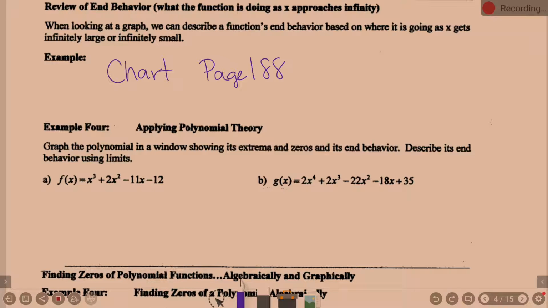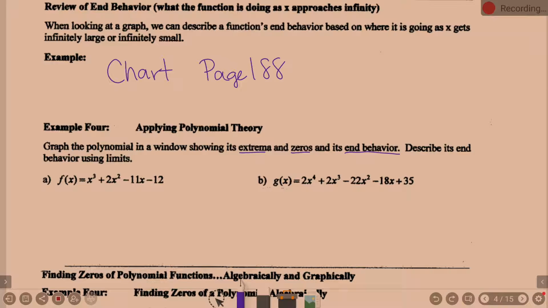Oh, shoot. Okay. Notice one of the things it suggested once you get it up here is it says graph the polynomial in a window showing its extrema and zeros and end behavior. What can I not see on my 10 by 10 screen? Yeah, I can't see those mins and maxes, I can't see the extrema.